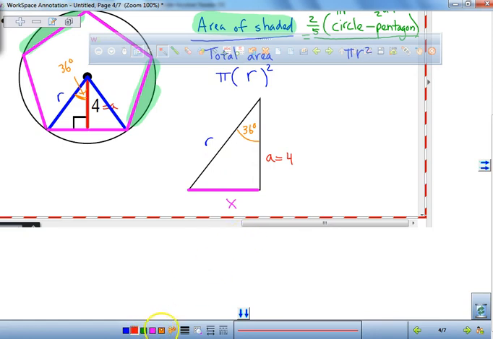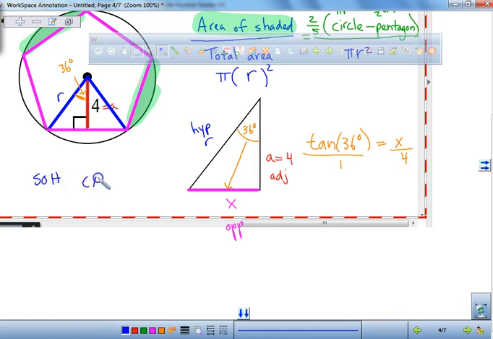So this is where we're going to use our trig ratios, okay? I'm going to put a little arrow across. That means X is my opposite side. This happens to be my adjacent side, and R represents my hypotenuse. So if I wanted to solve for X, this is what I would do. The tangent of 36 degrees equals my opposite side, which is X, over my adjacent side, which is 4. Now, why? Something you're going to need to know for your final is SOH CAH TOA. And this time, we used tangent.